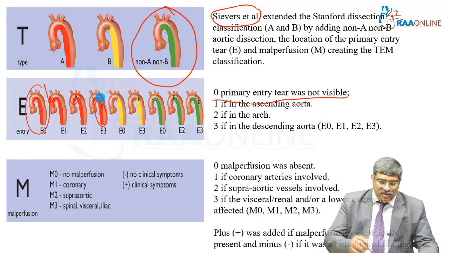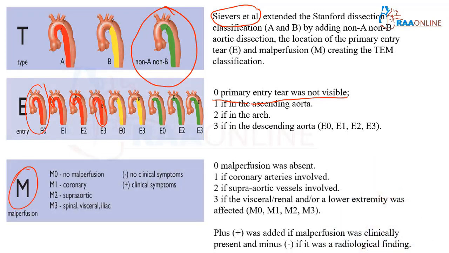Coming to M, which is the malperfusion. 0 is there is no malperfusion. 1 is if coronary arteries are involved. 2 is if supra-aortic vessels are involved. And 3 is if visceral, renal or lower extremity vessels are involved. So, you have M0, M1, M2 and M3.